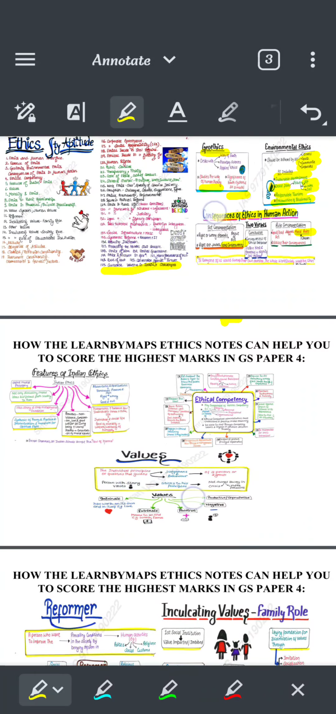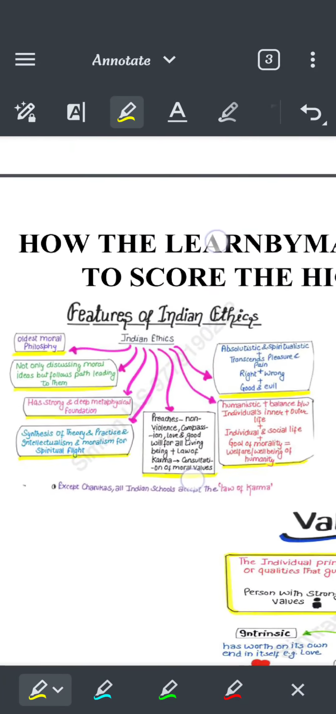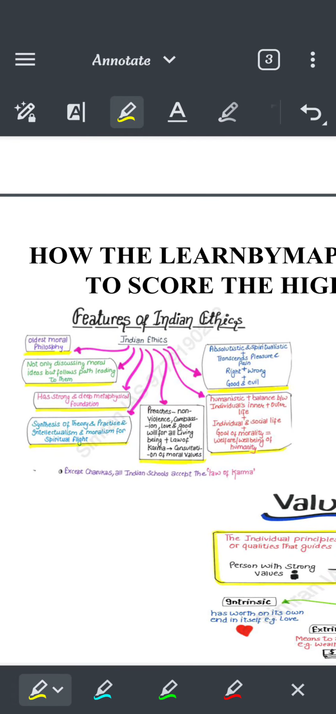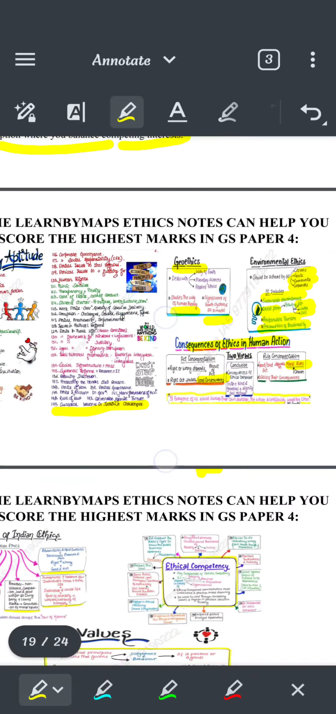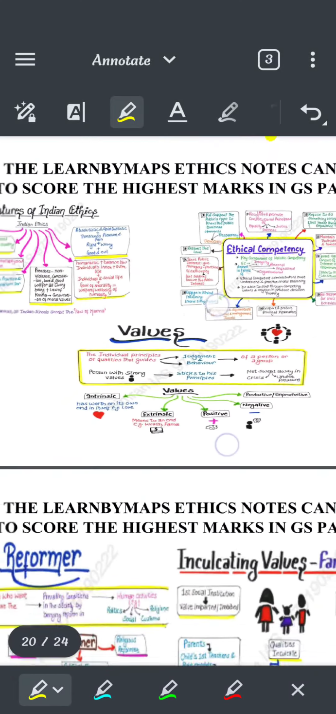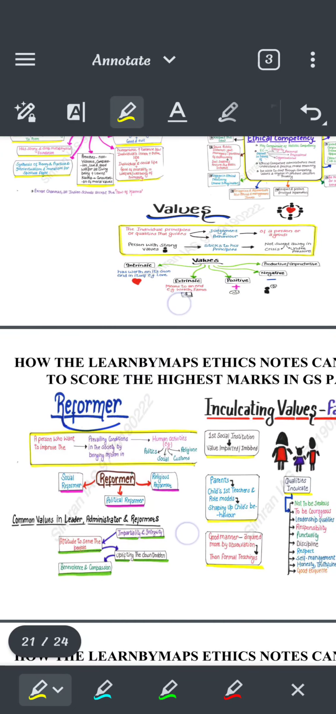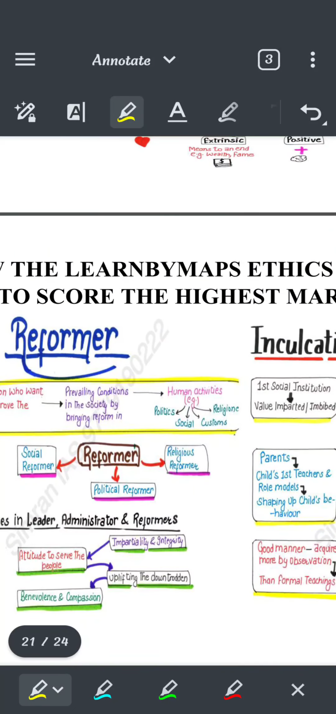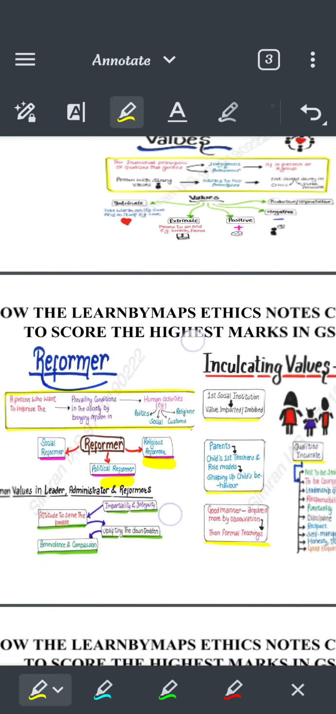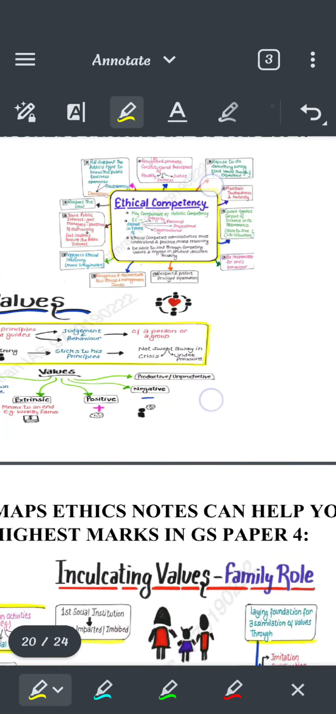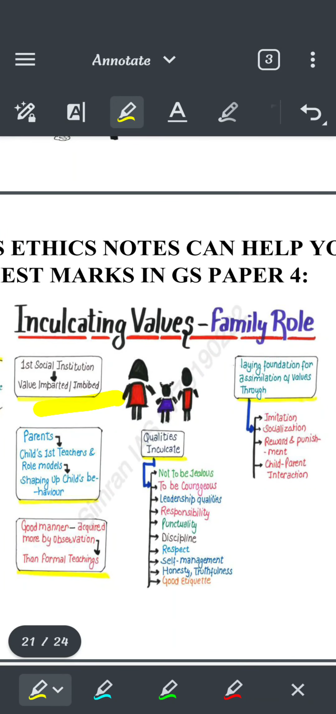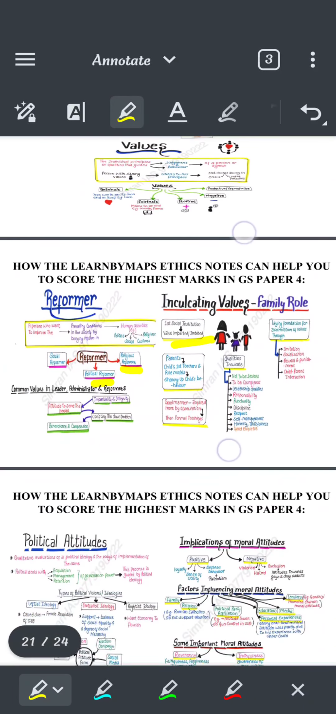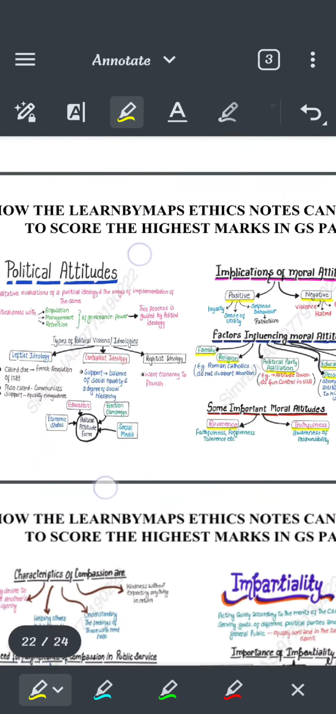Okay, so the next topics on which the notes are there are the futures of Indian ethics, and next is ethical competency, notes on ethical competency are there, and notes on values are there, and notes on reformers are there, like social reformer, political reformer, religious reformer, etc. And also inculcating values. The role of family has been described in a very comprehensive and easy to understand infographic manner. And next is the political attitude.